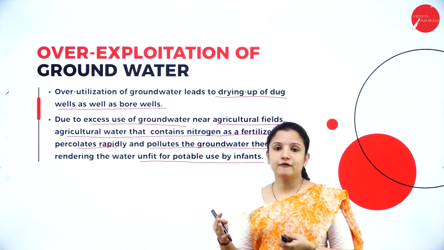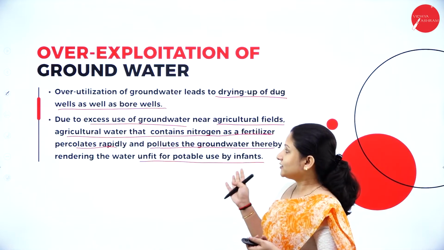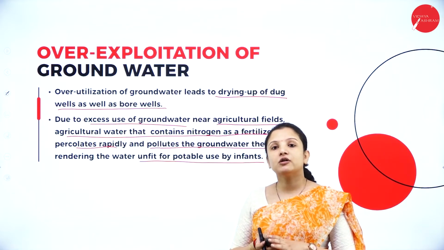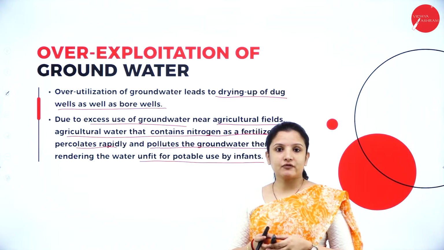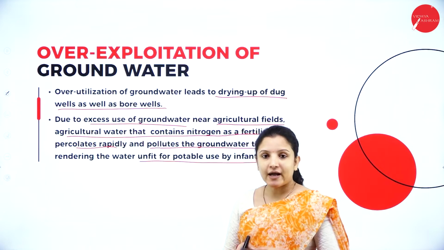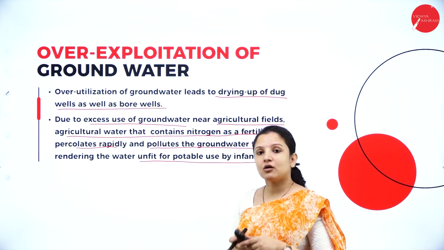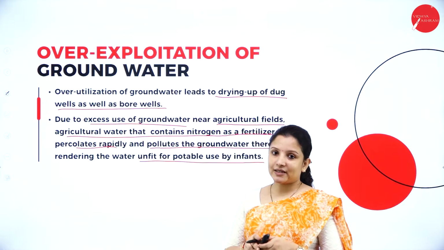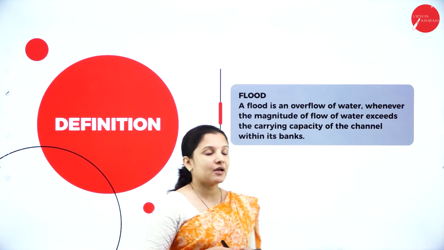Nitrogen is not good for infants, babies or small children especially. So that is how the overexploitation of groundwater for agricultural purposes can lead to the depletion of the groundwater level. So these are the various factors which are responsible for the depletion of the groundwater as well as the surface water. So next, moving further, let us study about flood.